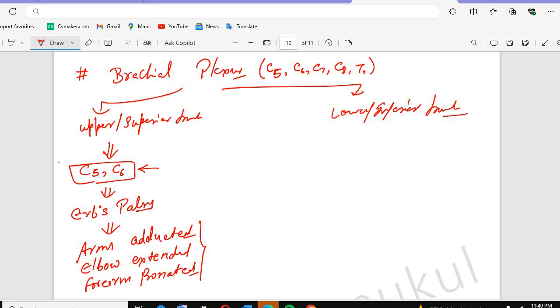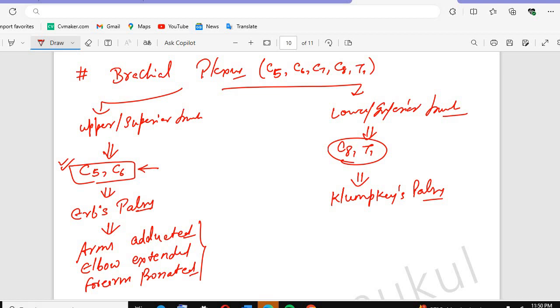So the nerve root values that will be affected are C5 and C6. Then if the inferior or lower trunk is affected, the C8 or T1 will be affected. Remember, we call this Klumpke's palsy.